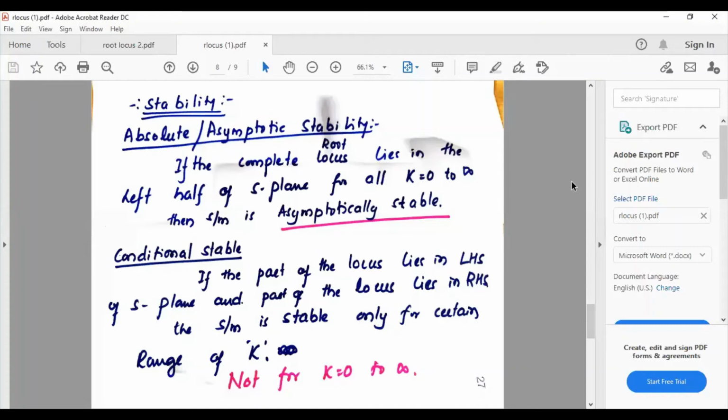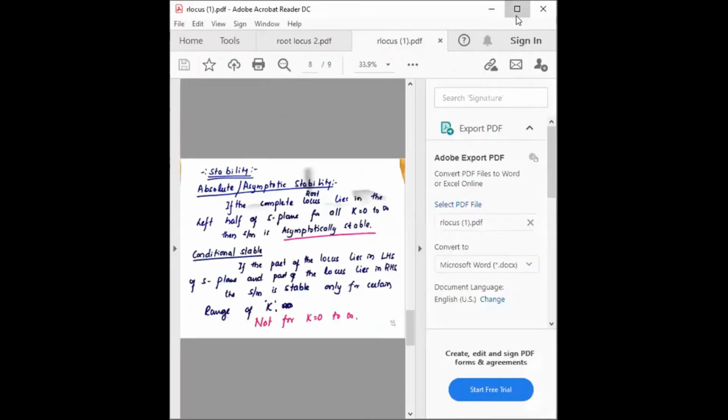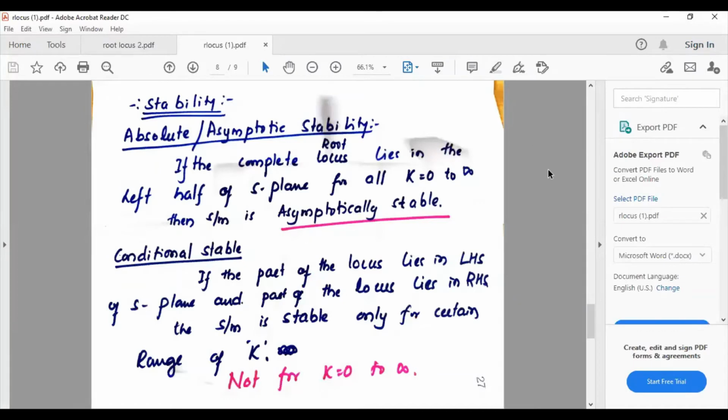Hello everyone. In the previous class, we had discussed the root locus and we made a conclusion out of it: if the complete root locus lies in the left half of S-plane, then the system is said to be asymptotically stable for k equal to 0 to infinity, and conditionally stable if part of the root locus lies in the left half and part of the root locus lies in the right half.